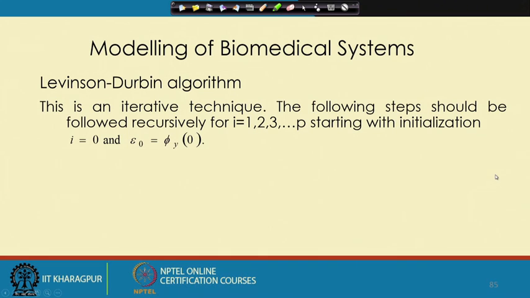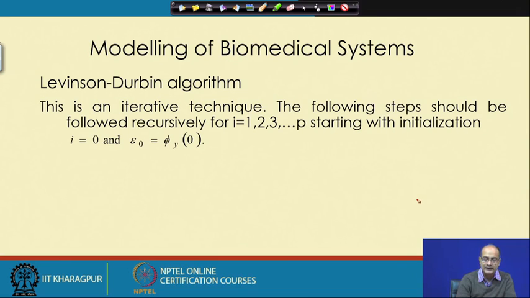Here the steps are given. The first step is initialization, where the index is 0, and the error E0 is nothing but the signal autocorrelation at the 0th lag. In other words, when the prediction order is 0, the prediction would be 0, so the prediction error is the same as the whole signal, and its energy would be the same as the signal energy. Now, we have to go through a number of iterations, to be more precise, p iterations. So, let us go through those steps.